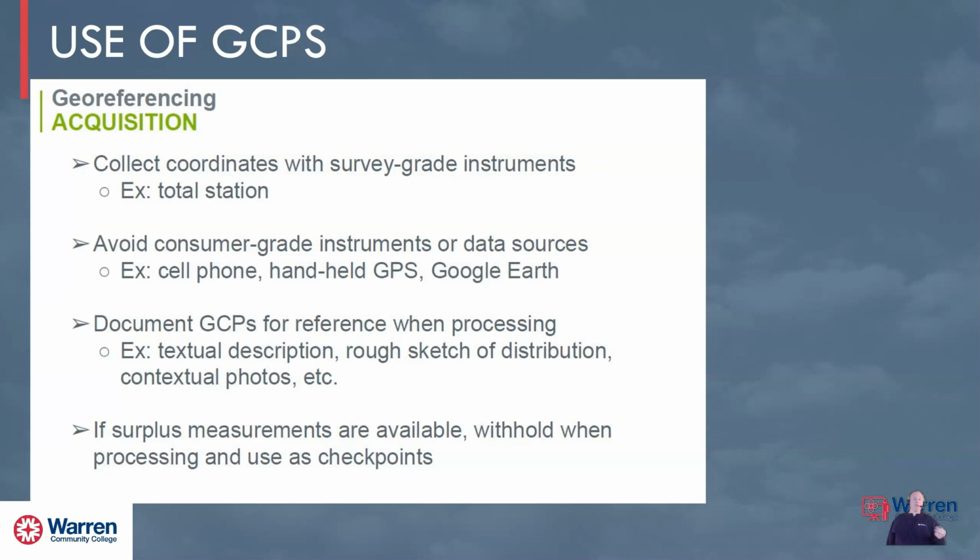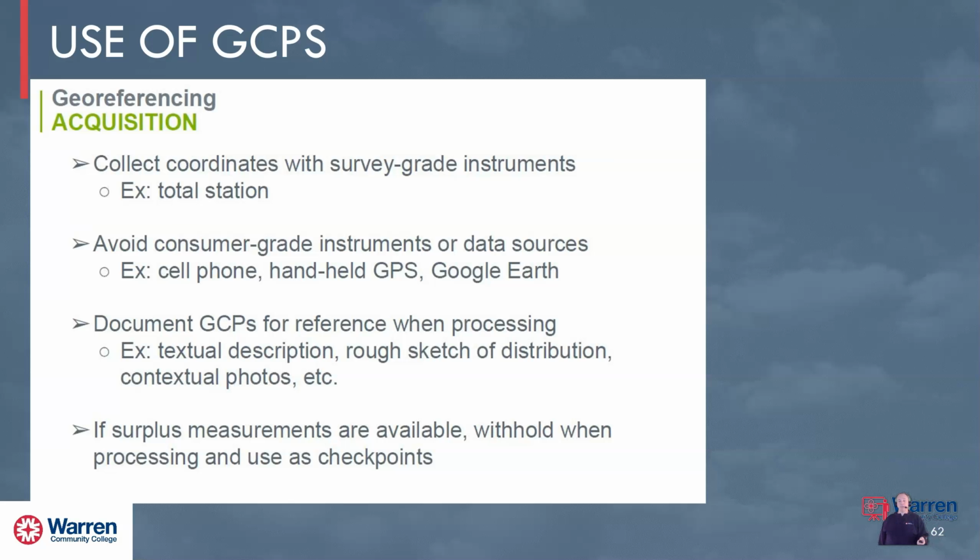If you don't have those, a cell phone, a handheld GPS, or Google Earth can help you georeference. You can document GCPs for reference when you're processing. So you might draw out a rough sketch of the distribution and the contextual photos, figure out where they're going to be. You might measure between them, for scale, if you don't have that, but you do want to document where they were when telling a client or anyone.